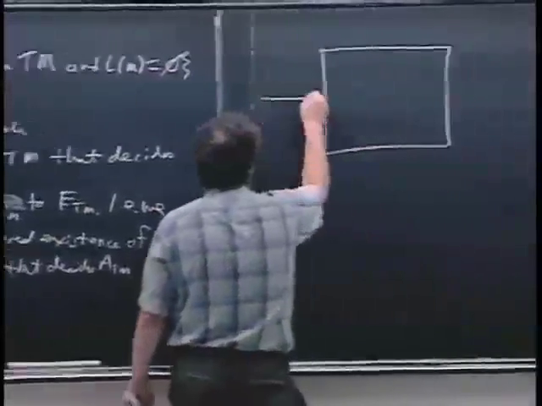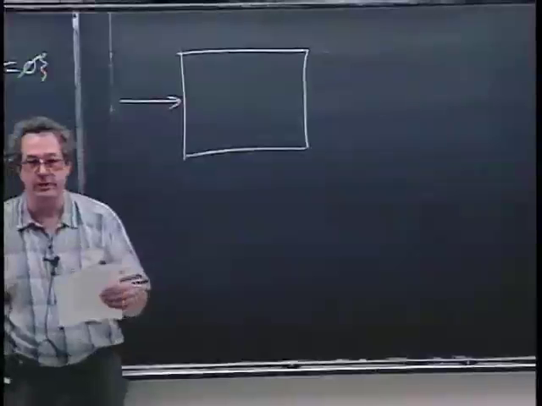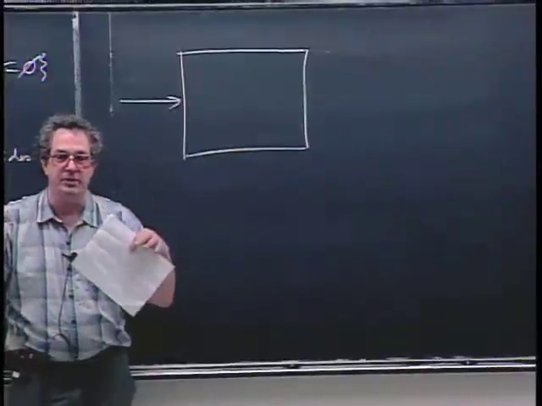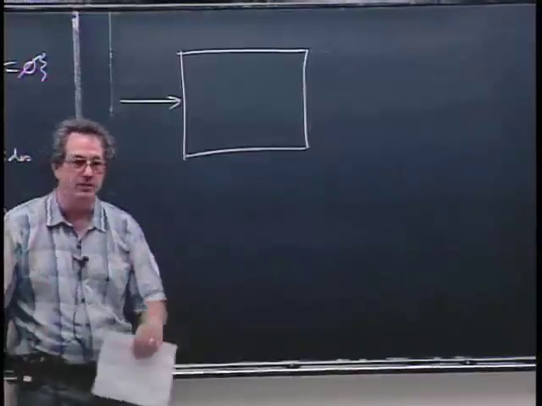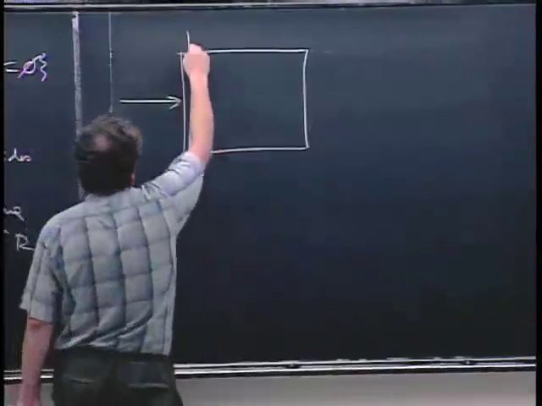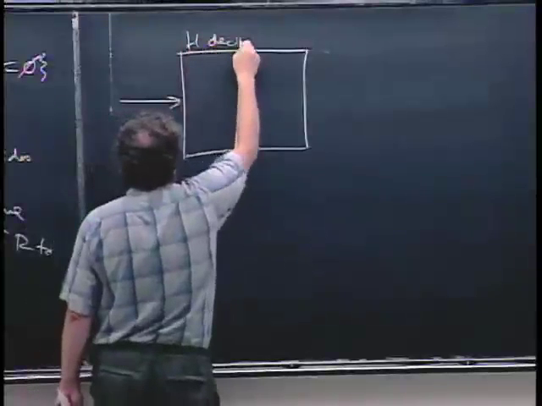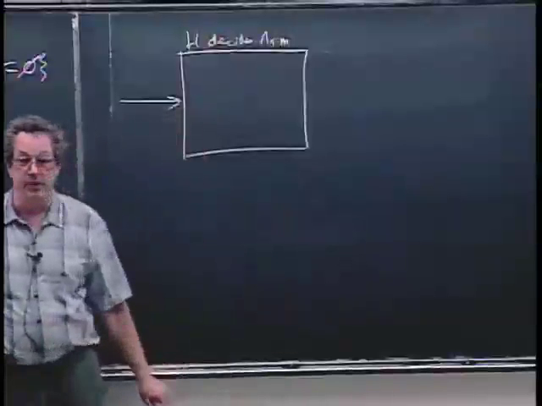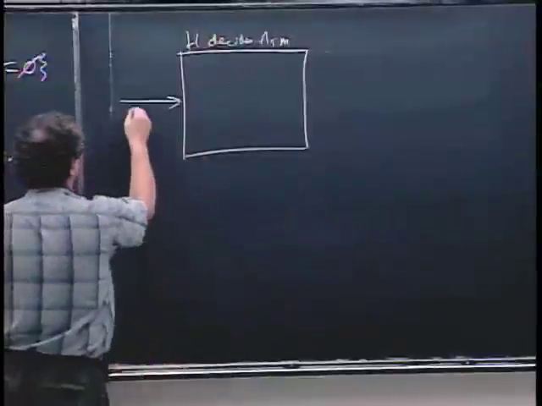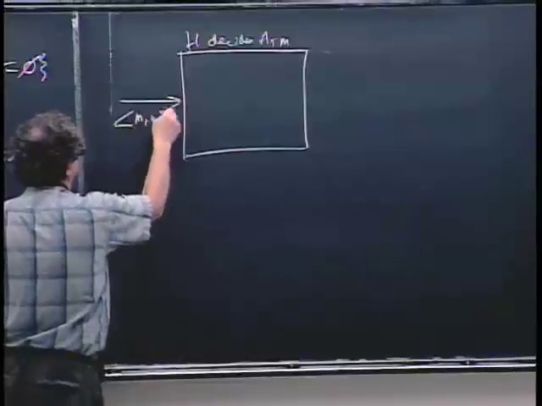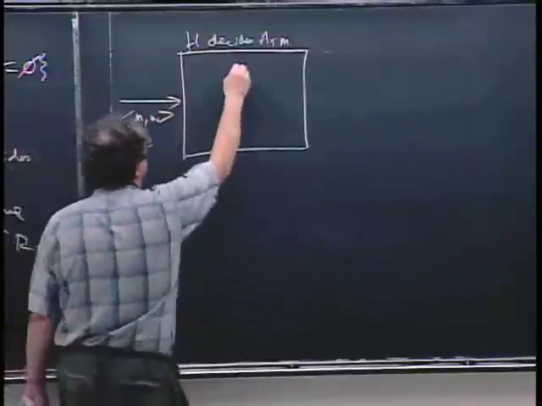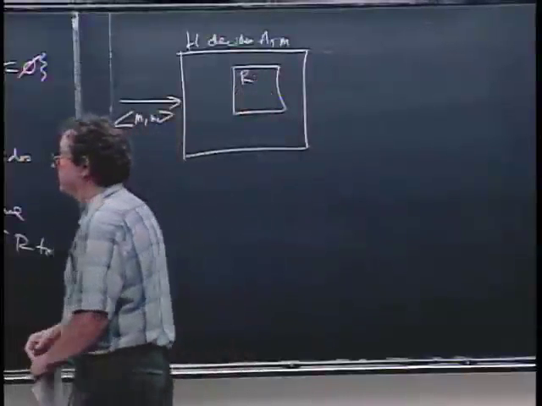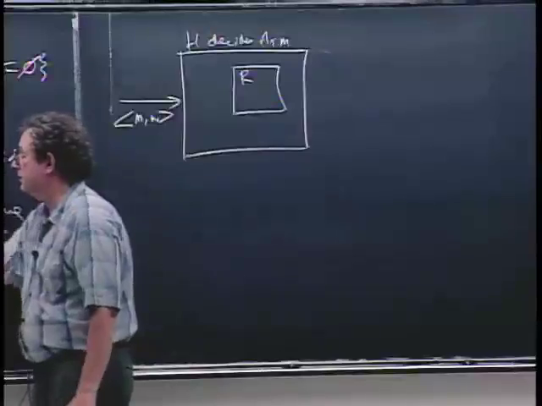I think it's helpful when you're setting up these reductions to see the big picture first of what you're trying to do, and then you can fill in the details. So this is H, and it decides ATM, or it would decide ATM if R exists. It takes in input of that form, MW. And inside it, it has R. Okay? It has this supposed Turing machine R that can decide ETM.